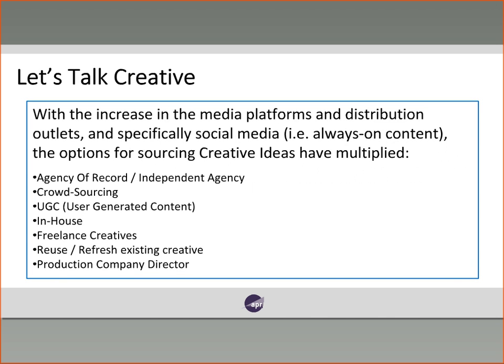So one important part of this is the creative. In the earlier models, we looked at the creative as being handled solely by the agency of record, but today there are so many different options in terms of where you can get your creative. Obviously, you can get it from your agency of record. You can also get it from an independent agency. Crowdsourcing is common. User-generated content is increasing more and more. You can come up with your creative in-house. You can hire freelance creatives to work on your business. You can refresh existing creative, or go directly to a production company.